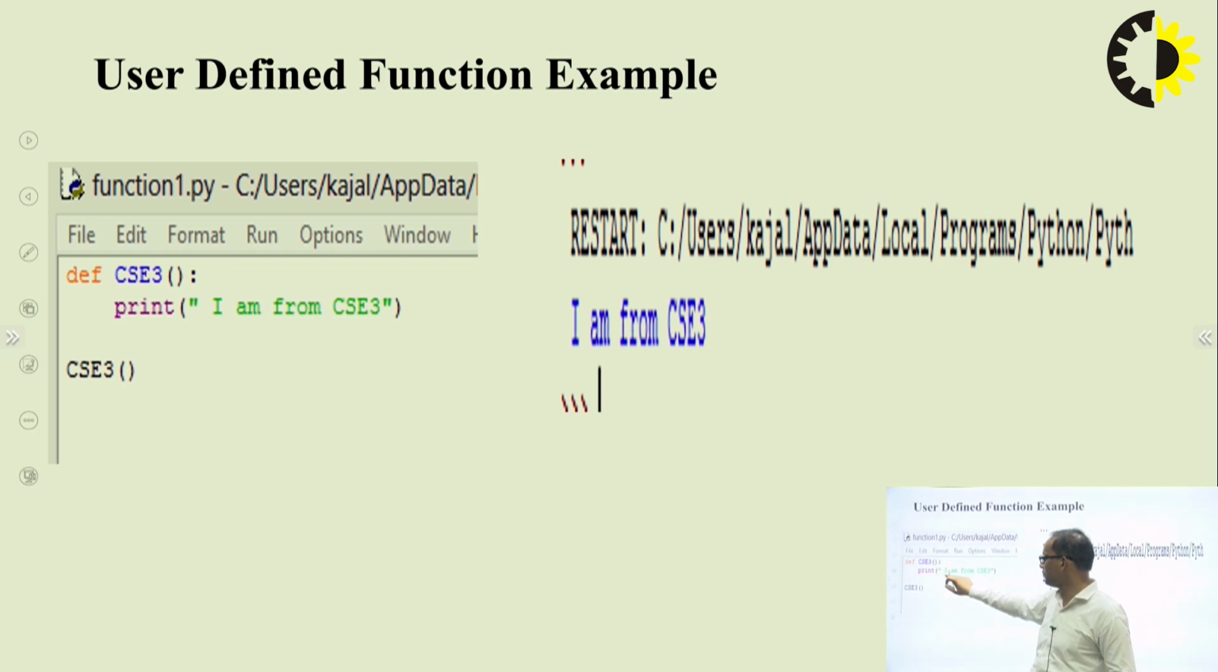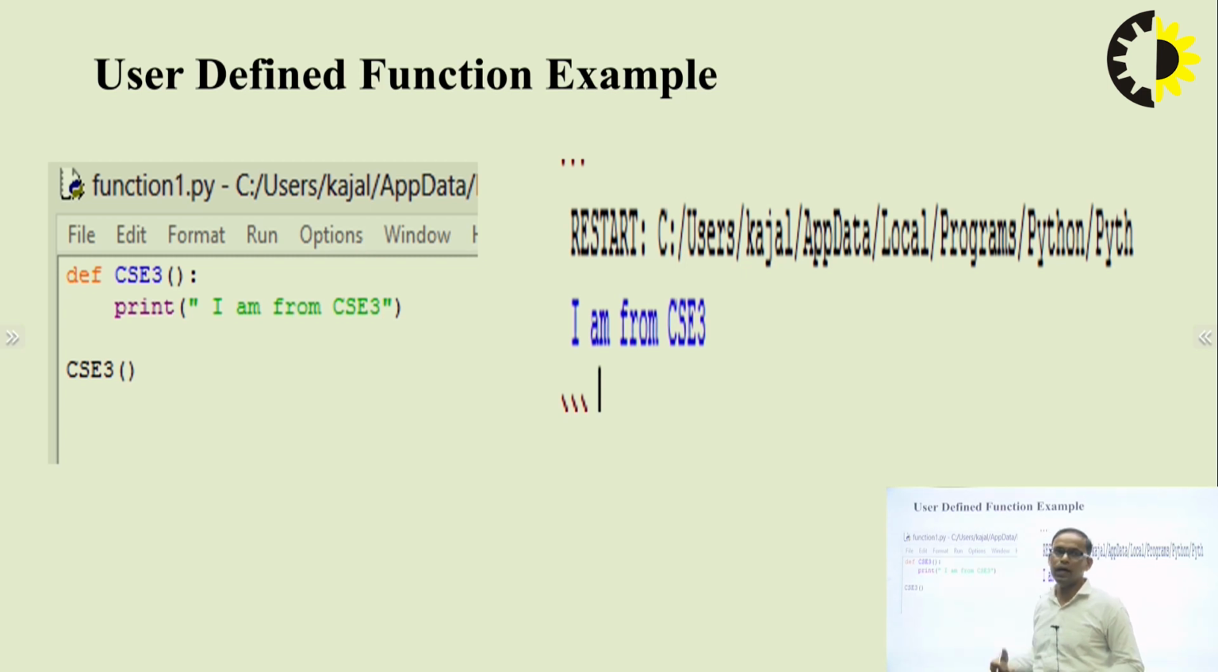It means print "I am from CSE3". This statement is known as the body of the function. So this is the function definition and this is the body of the function, the statement written inside the function. Since this function doesn't return any kind of value, the return statement is not used here. And here CSE3 is the function call. In order to execute this function, we have to call the defined function. So this is a simple function call.